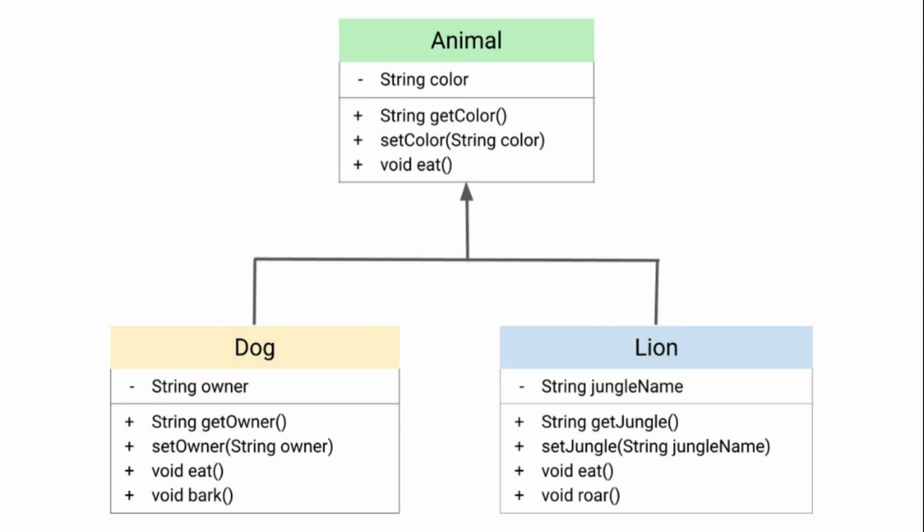Inheritance: the capability of a class to derive properties and characteristics from another class is called inheritance. Inheritance is a mechanism of code reuse.